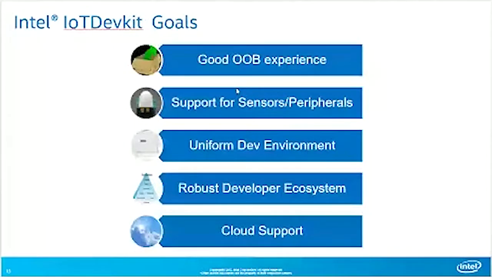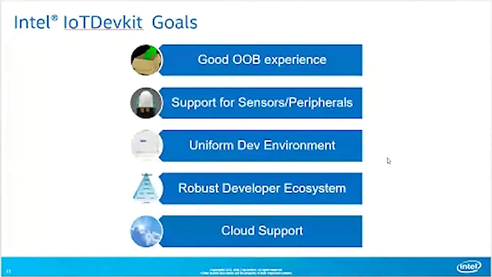The goals of the IoT Devkit are to provide a good out-of-box experience. Once a customer gets the box, they can start programming them and collecting data and start getting insights very quickly, in less than an hour. A large number of sensors and peripherals are supported here. So more than 300 different sensors that are out in the market today are supported with Intel platforms.